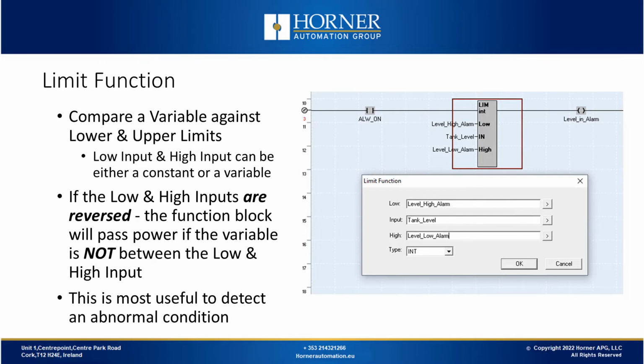The limit function is also useful to detect an alarm condition. For this, you reverse your low and high inputs. So, the upper limit you put as the low input, and the lower limit you put as the high input. Then, when you do your variable comparison, if the value is not between those two limits, then the function block passes power flow.